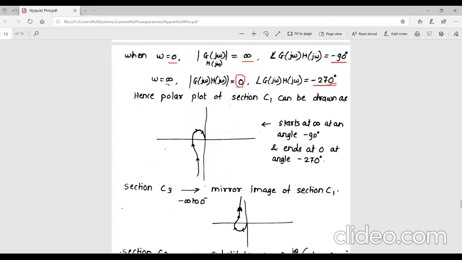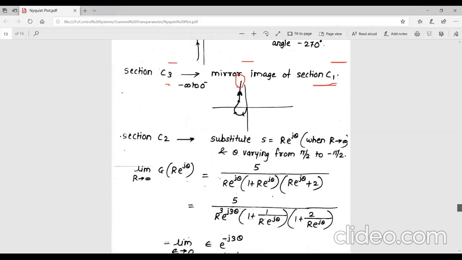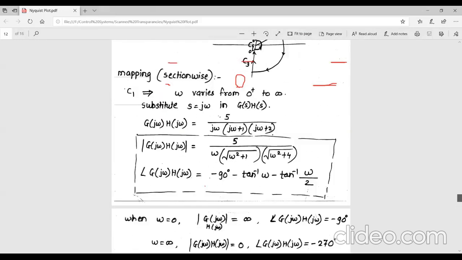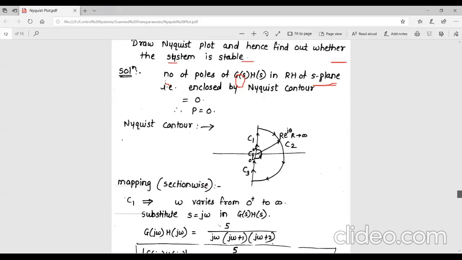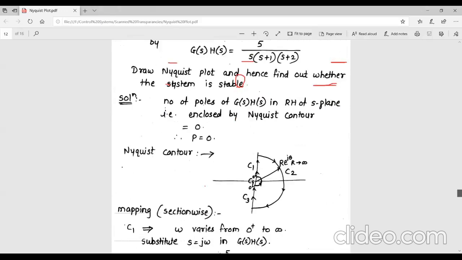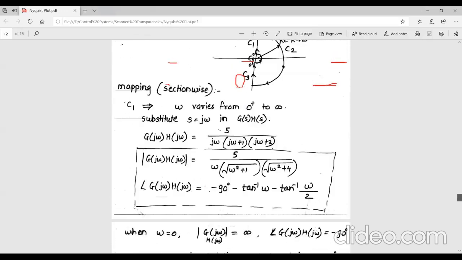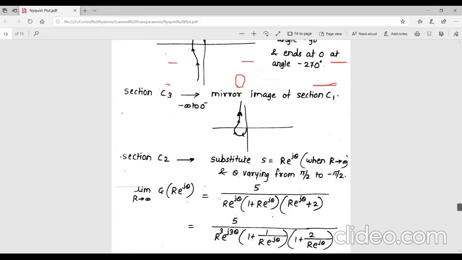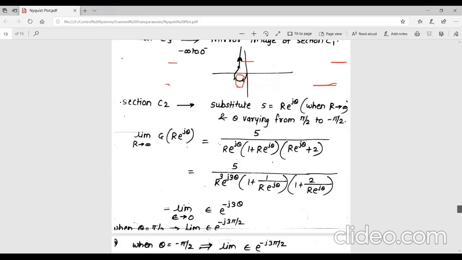Now let us go to the next section, which is section C2. Section C2 is the larger semicircle consisting of the complete right half of the S plane. Now the magnitude is R e raised to j theta. So for section C2, substitute S equal to R e raised to j theta.